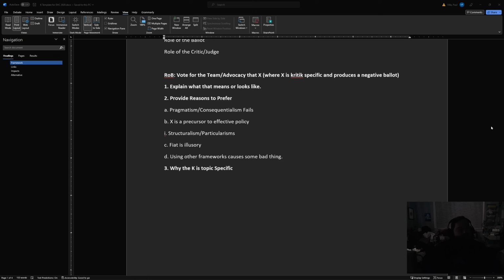Once you've established that role of the ballot, obviously the first thing you have to do is explain what that means or looks like. And the second thing we do is provide reasons to prefer. So why is that a good way of evaluating the debate? Essentially, you're reading standards here as if it was theory.